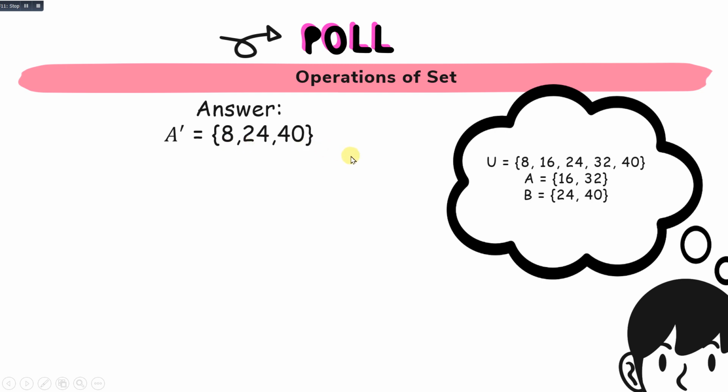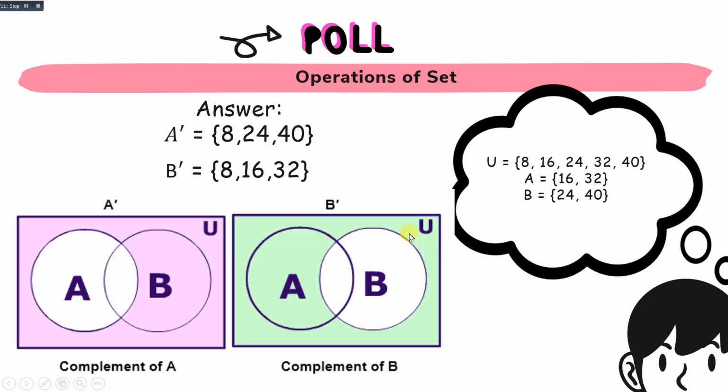Okay, next, what is the complement of set B? We cancel out 24 and 40. So what's remaining is 8, 16, and 32. So we just look at the universal set and the set B. So the complement of set B is 8, 16, and 32. Okay, so pretty much just like that here in the Venn diagram.